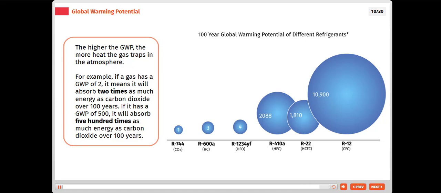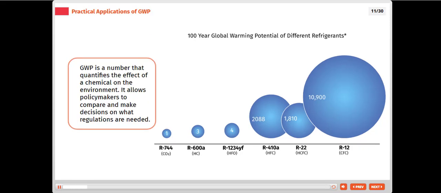GWP is a number that quantifies the effect of a chemical on the environment. It allows policymakers to compare and make decisions on what regulations are needed.